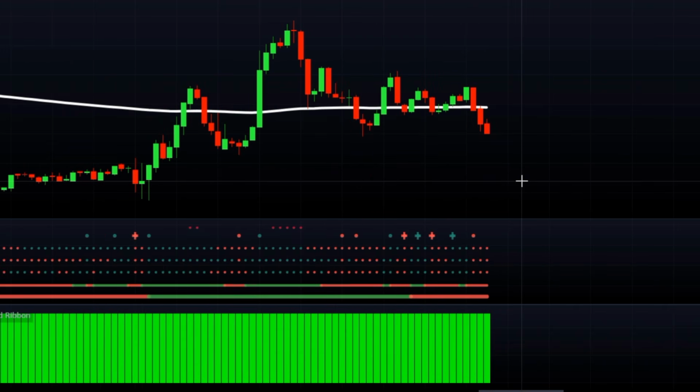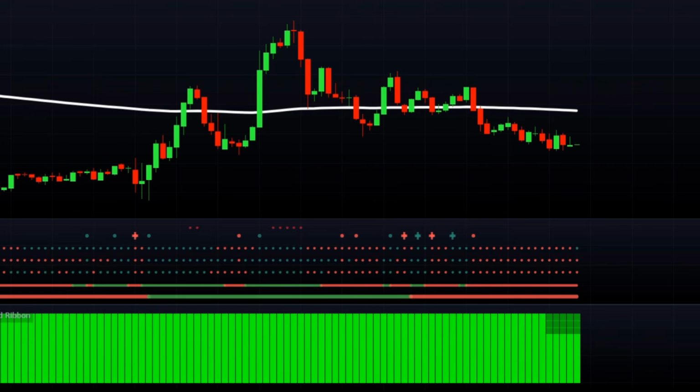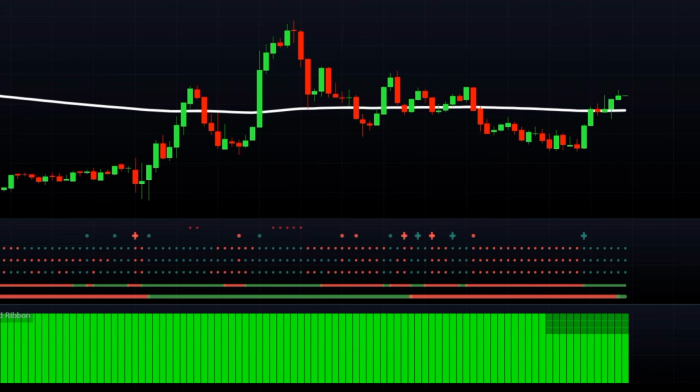Look at this potential sell signal here. The EMA and trend meter were aligned, but the trend ribbon was still green. It told us to wait, and sure enough, the market bounced. That one indicator just saved us from a losing trade.